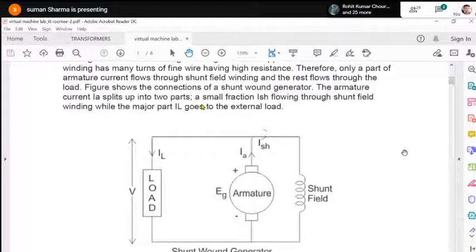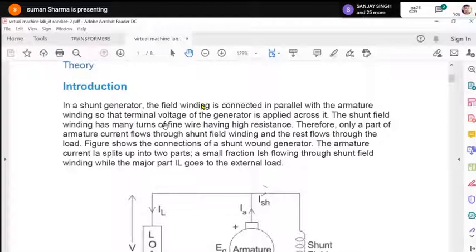In the shunt generator, the field winding is connected in parallel with the armature winding so that the terminal voltage of the generator is applied across it. Shunt field winding has large turns of thin wire and high resistance. Therefore, only part of the armature current will flow through the field winding and the rest will flow through the load. So load current is higher and approximately equal to armature current. The figure shows the connections. Armature current is split into two parts, that is ISH and IL.